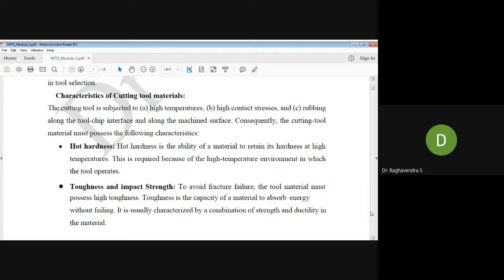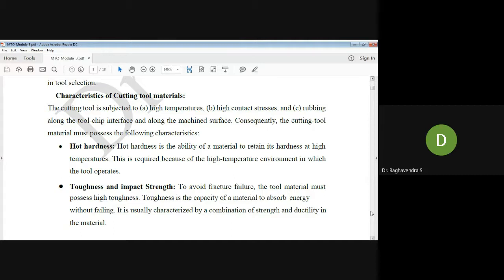Next is toughness and impact strength. The tool should be able to take the load. It should absorb the impact load, sudden load, and failure. The material should have the capacity to absorb the energy. Whenever there are vibrations in the material, it should withstand that. It should not break down into two pieces.